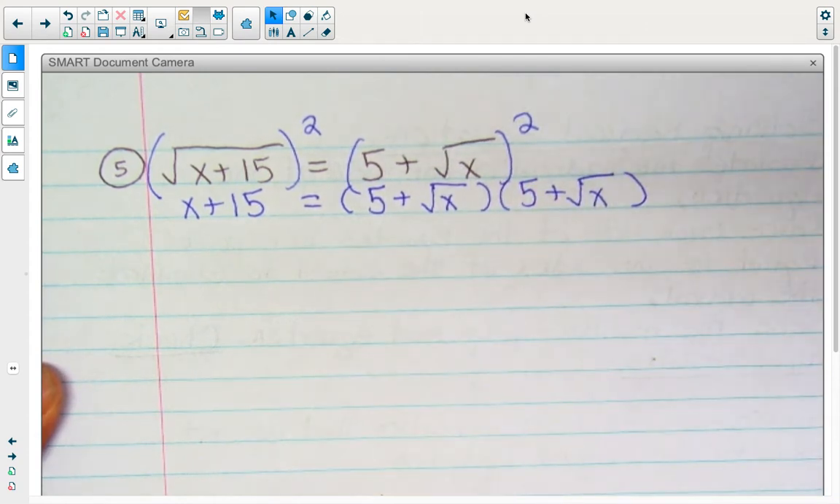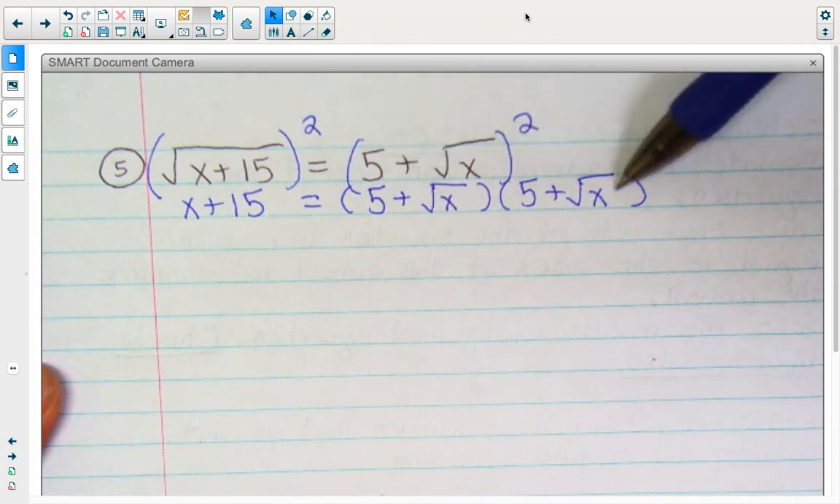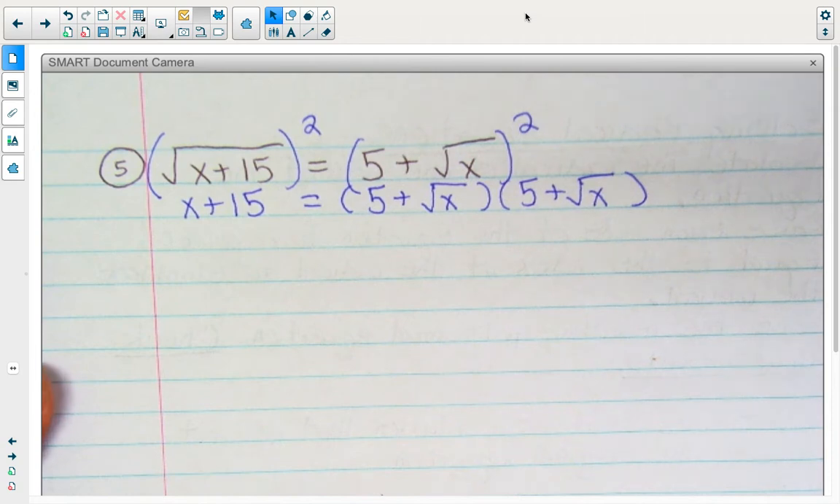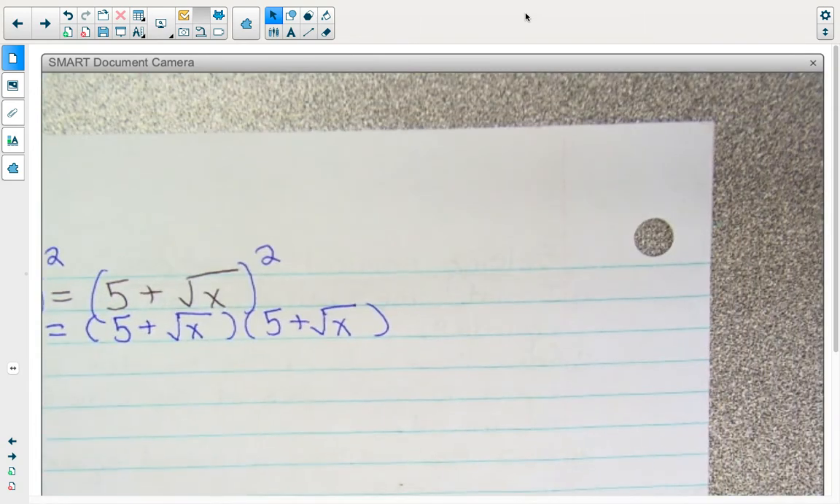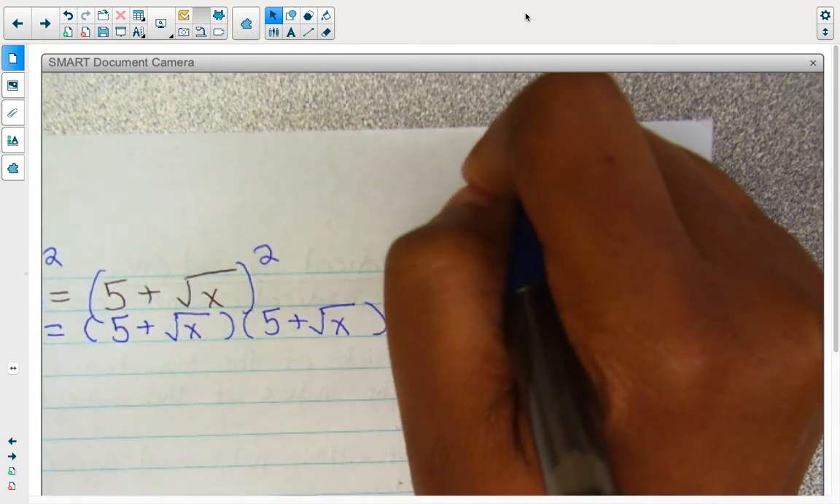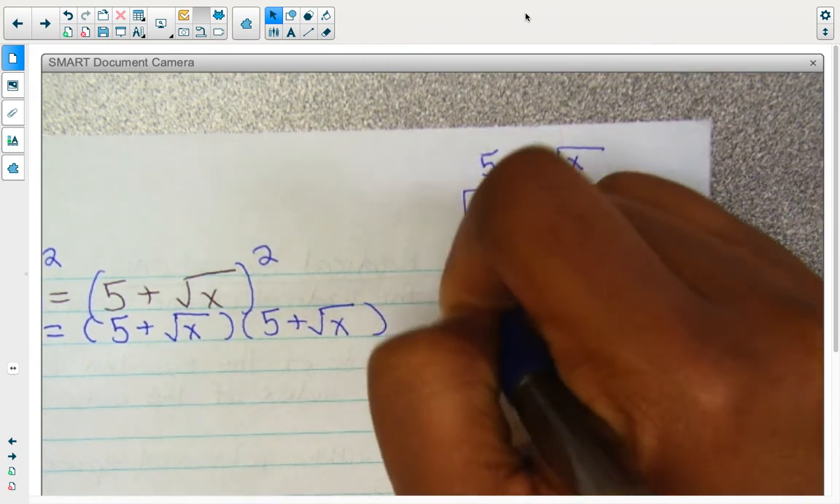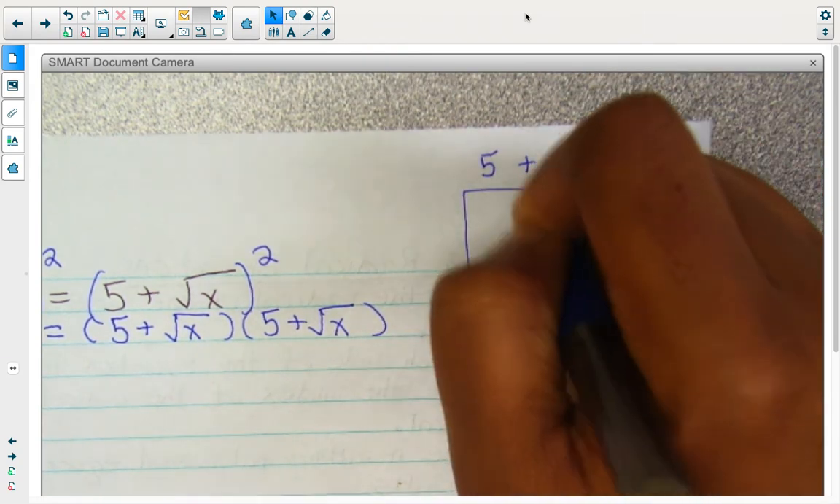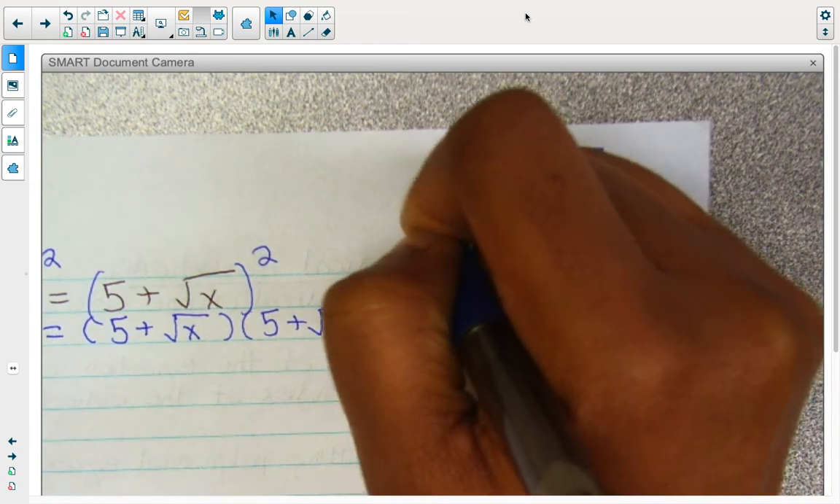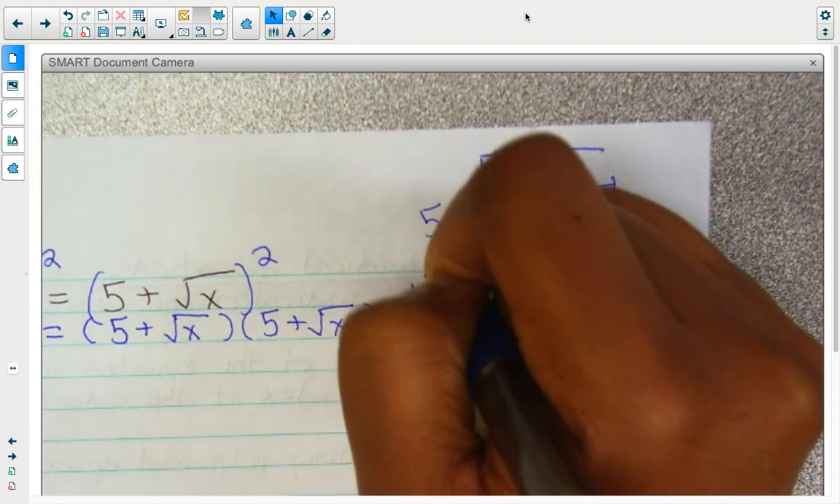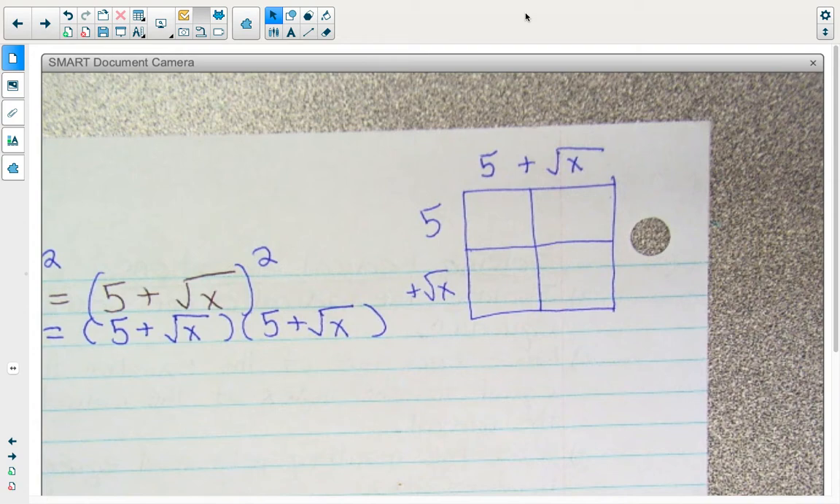This is not 5 times 5 and the square root of x times the square root of x. When you square something, you multiply it by itself. So we're going to have to go through and do some work. Somewhere off to the side, I'm going to go ahead and set up my box method. If you prefer to do the distributive property, there's nothing wrong with that. But I'm going to set up my box method over here off to the side. So here we go.